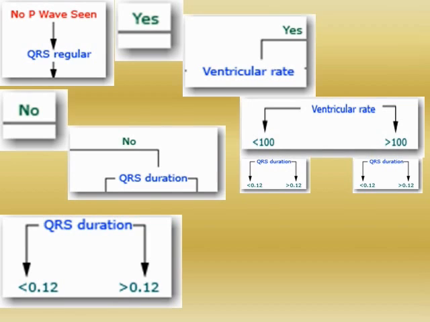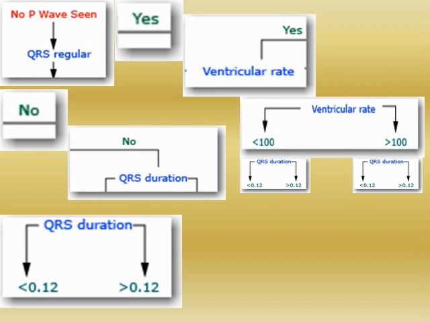Now look at another example, that is another algorithm where there is no P wave seen. Look at the QRS whether it is regular or not. If it is regular, that is yes, then look at the ventricular rate. If the ventricular rate is less than 100, look at the QRS duration, whether it is less than 0.12 or more than 0.12. If the ventricular rate is more than 100, look at the QRS, less than 0.12 or more than 0.12. No P wave seen but QRS is regular. Again look at the QRS duration, again less than 0.12 or more than 0.12.